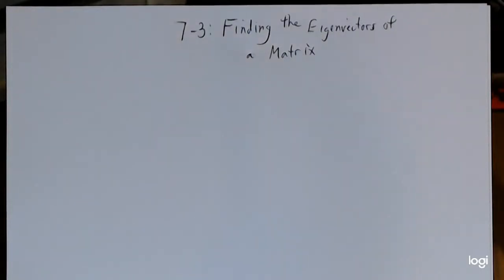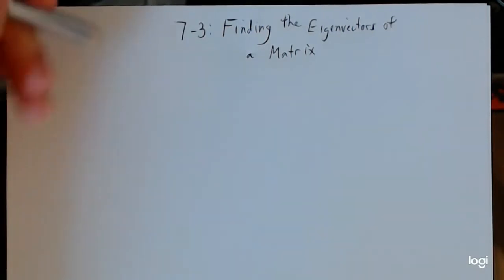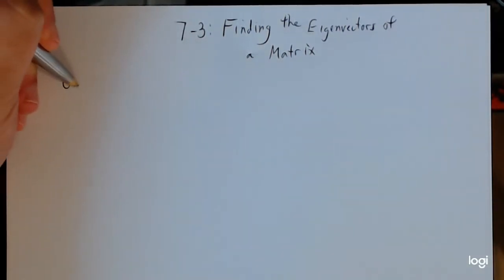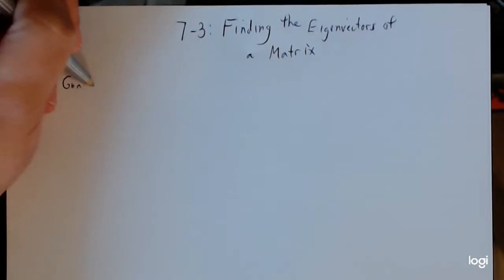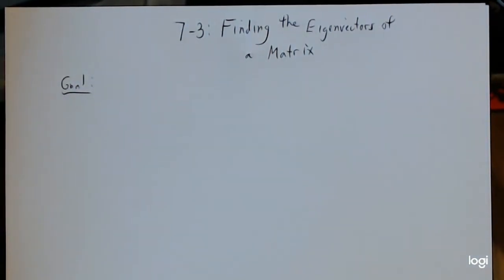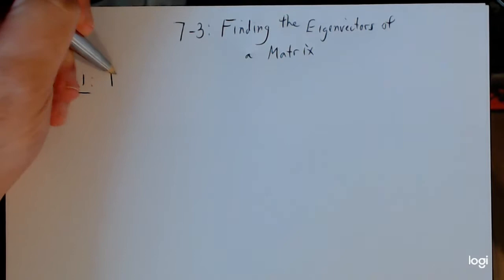Hi everyone. So now what we're going to do with this section is go on to finding the eigenvectors of a matrix. We know that in section 2 we learned how to find the eigenvalues of a matrix. So technically speaking, our goal here is, for each eigenvalue, to have a corresponding eigenvector. So that's going to be our goal.